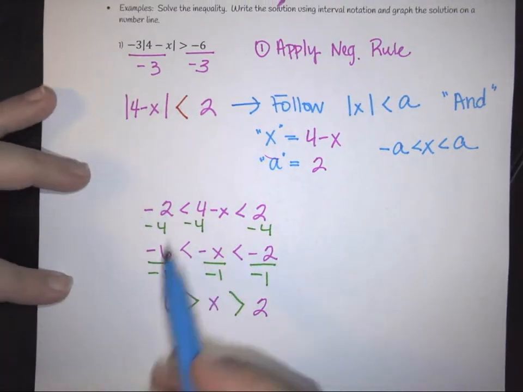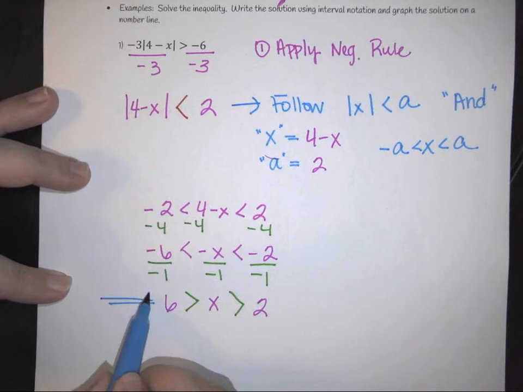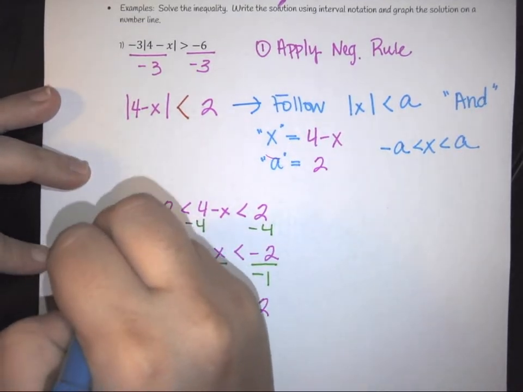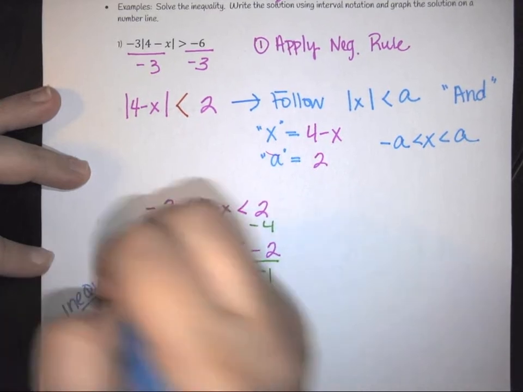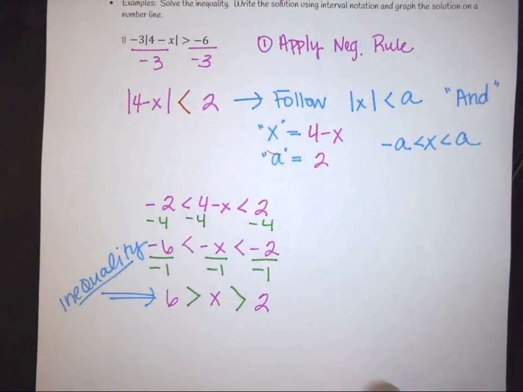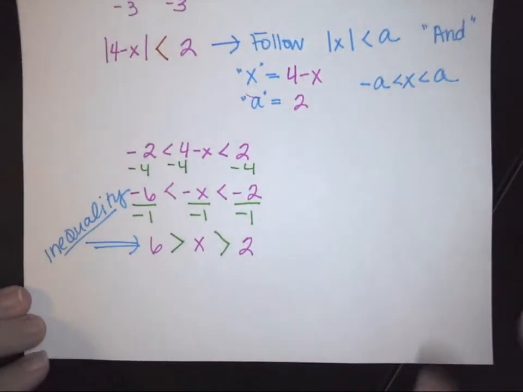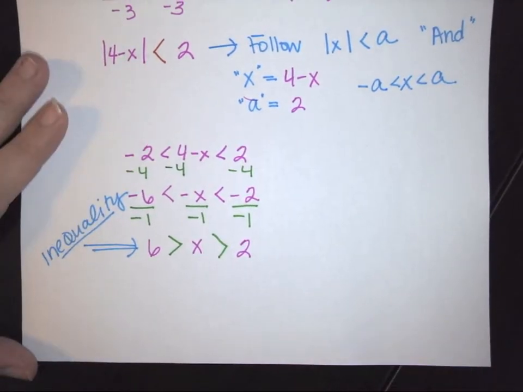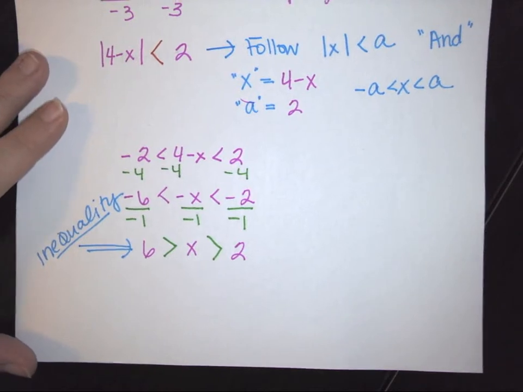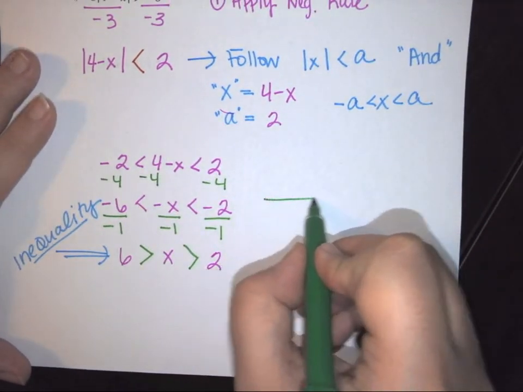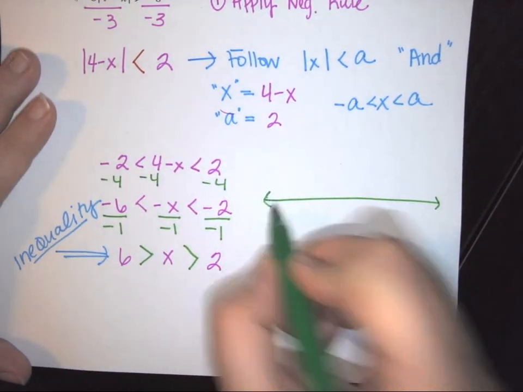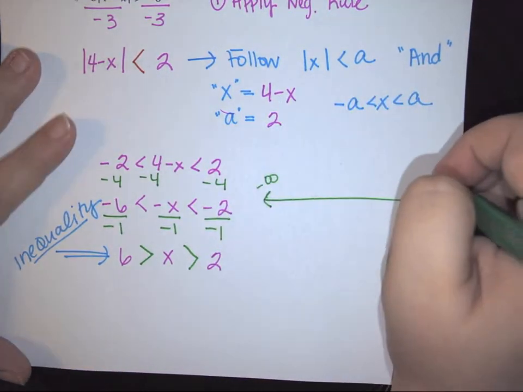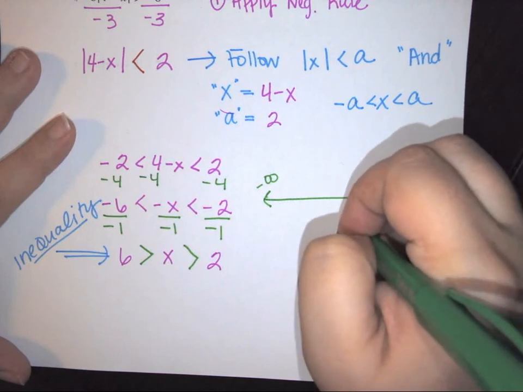So what does this give me? This right here is my inequality. And with that inequality, I now have to do my graph, and I have to do my interval. So to do my graph, I need to draw my number line, so I'm going to go ahead and do that. And when I draw number lines, I like to put in my negative infinity and the positive infinity, put 0 in the middle.